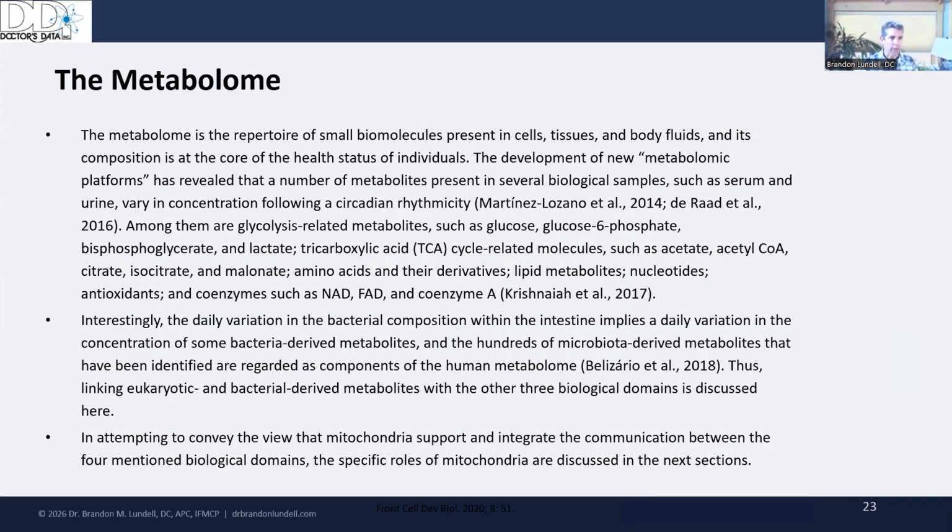So a quick understanding of the metabolome: it's a repertoire of small biomolecules present in cells, tissues, and body fluids, and its composition is at the core of health in all individuals. So these new metabolomic platforms, this is a lot of what we're looking at in the GI 360. So we're talking about glycolysis-related molecules, G6PD, tricarboxylic acid, acetyl-CoA, all of the amino acids. So we do look at organic acids as well, and lipopolysaccharides and short-chain fatty acids, all of these bacterial-derived metabolites and xenobiotics are all part of the metabolome.